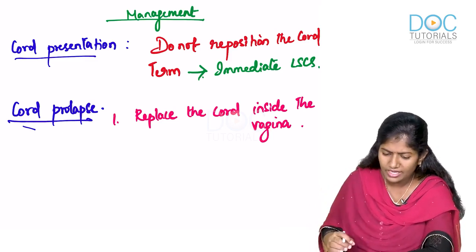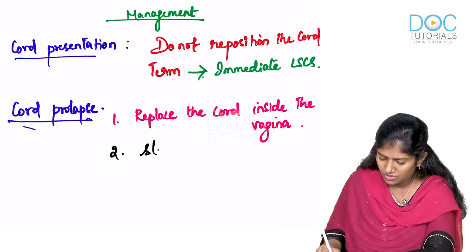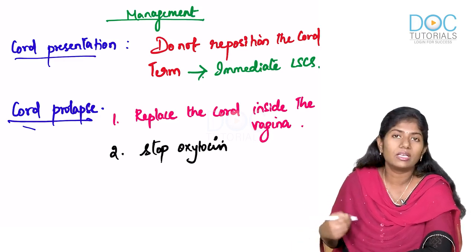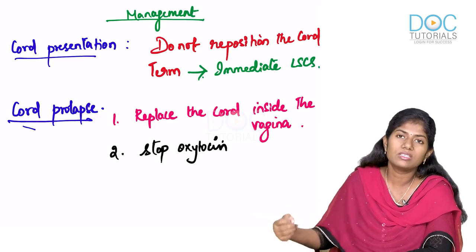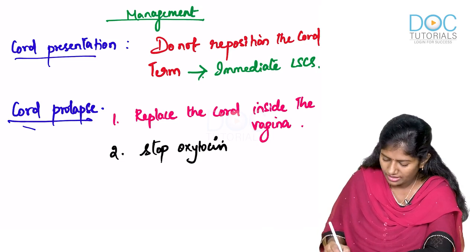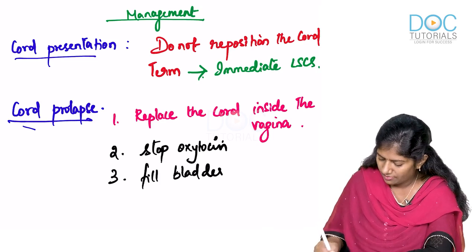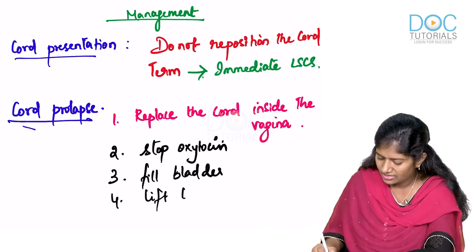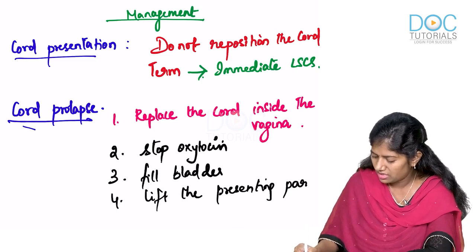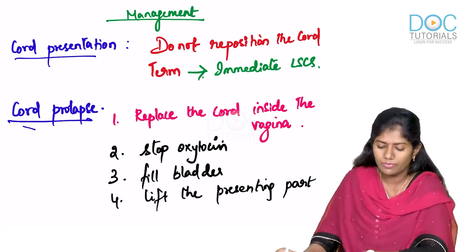Okay, and do a few other measures like stop oxytocin, because as contraction increases, the fetal hypoxia simultaneously increases. Stop oxytocin and then lift the presenting part. Fill the bladder, lift the presenting part up, so that it does not sit on the cord, so that it does not compress the cord.